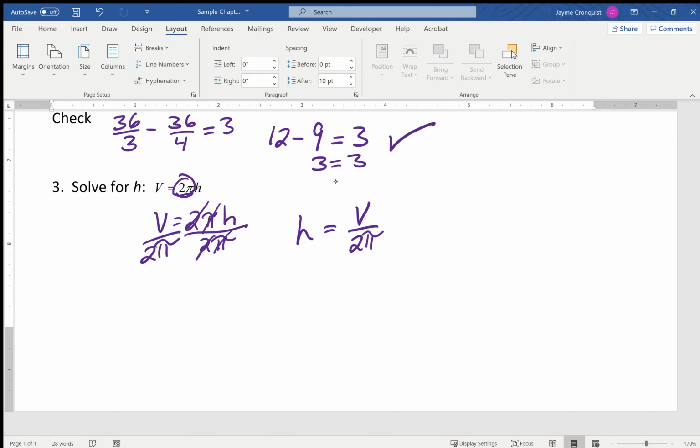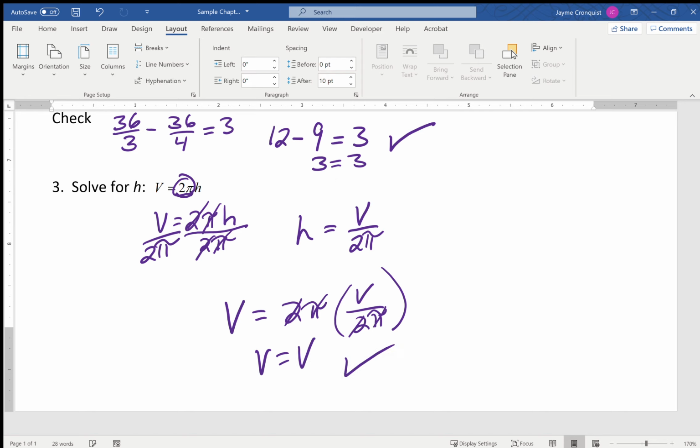You can check this. You aren't required to, but I'll show you how. If I take V equals 2 pi, the h I have is V over 2 pi. Now my pi's cross out, my 2's cross out. I end up with V equals V. Check. So you can check your answer that way.